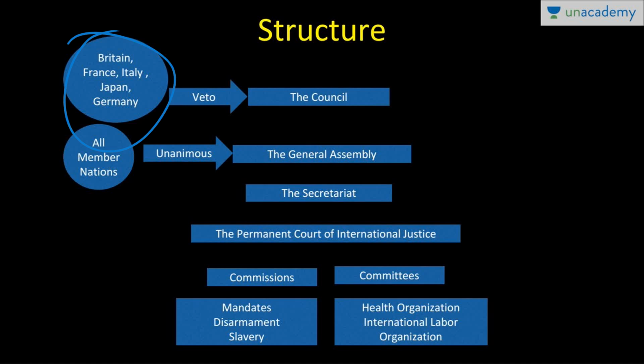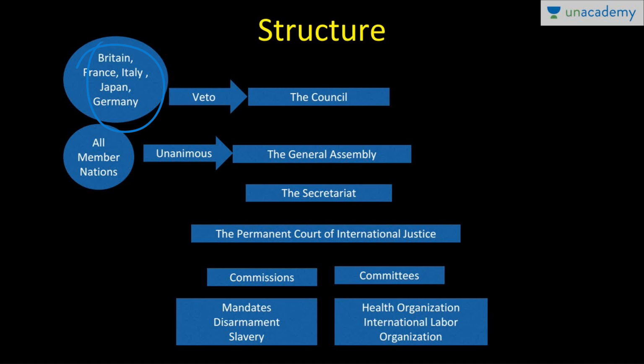So as you can see here, later on Germany was also included in the permanent members. As you can see, there are five which are mentioned. So it was the council's task to deal with the specific political disputes as they arose, and again decisions had to be unanimous, just like the General Assembly.